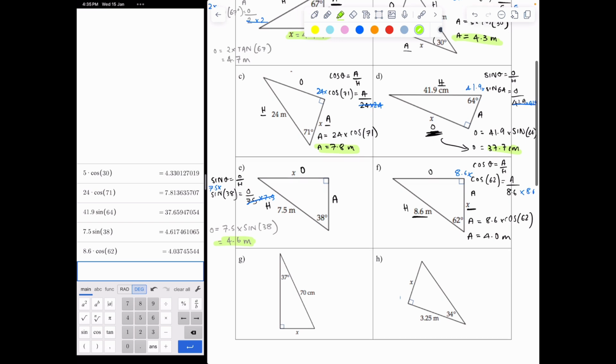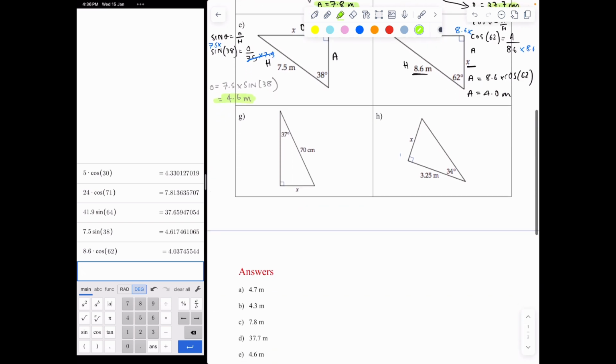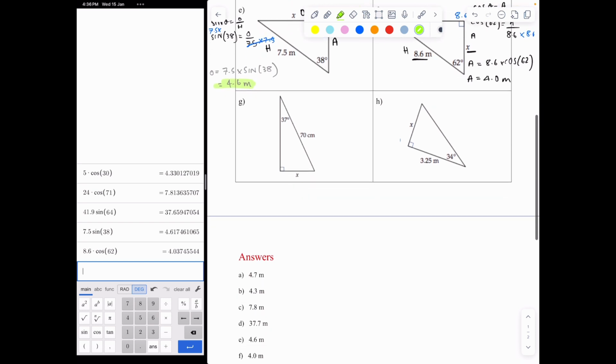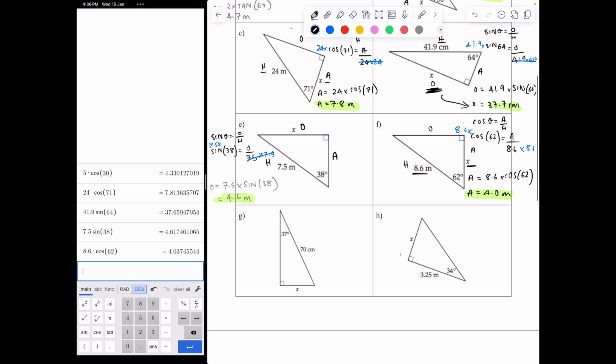Shall we check our answer? Oh, moment of truth. What one was that one? F. Oh, thank God. All right. Next question, second to last one. Hopefully my battery lasts. Label the triangle. H. I'm having a brain blank. Whew, that was an A.